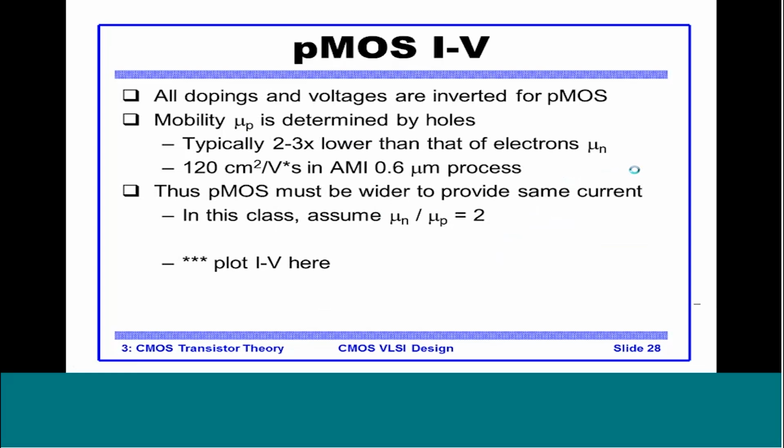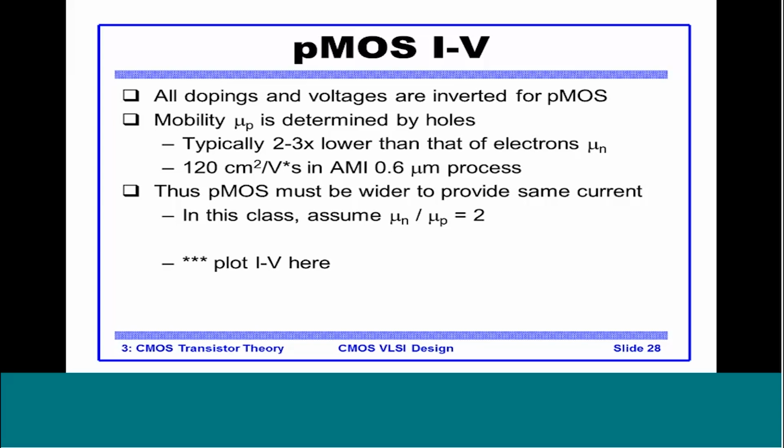PMOS IV would be very similar to NMOS IV curve. The only difference being that voltages and dopings are inverted. One important point to consider here is the mobility of holes. The mobility of holes is typically 2 to 3x lower than that of electrons. And this is the value, 120 cm squared per volt-second, in AMI's 0.6 micron process.